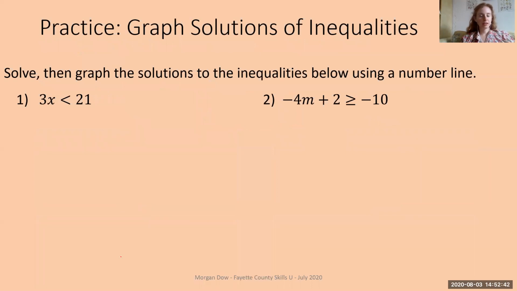Okay, let's get a little more practice here. Now, it says solve, then graph the solutions to the inequalities below using a number line. So these are two examples that we actually just solved together. So what I'm going to do is challenge you to pause the video and solve these inequalities again. See if you can reproduce what we just did together. And when you're ready, come back. Okay, so this one here, I'm just going to go through the steps. You can watch me, and I'm not going to talk through it. See if you can narrate what's happening to yourself.